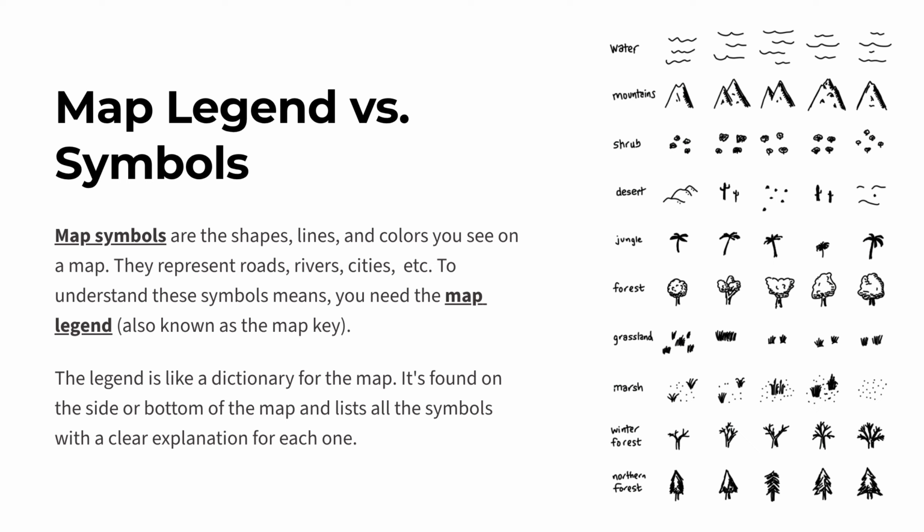Let's take a closer look at 2 parts of a map that many students mix up: the map legend and the map symbols. They work together, but they are not the same thing. Map symbols are the small shapes, lines, and colors you see on the map itself. They represent real things like roads, rivers, towns, or schools. For example, a thin blue line might stand for a river, a black square might mean a building, and a red cross could show a hospital.